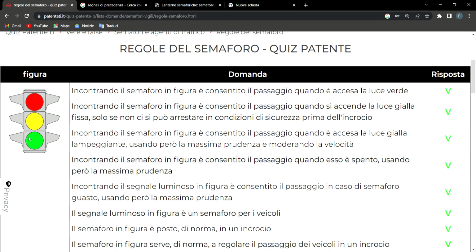We have three colors. In other words, the traffic light consists of three colors. We have the red, the yellow, and the green. In Italian, the red one is known as luce rossa or rosso. The yellow light is known as luce gialla fissa. The green light is known as luce verde.